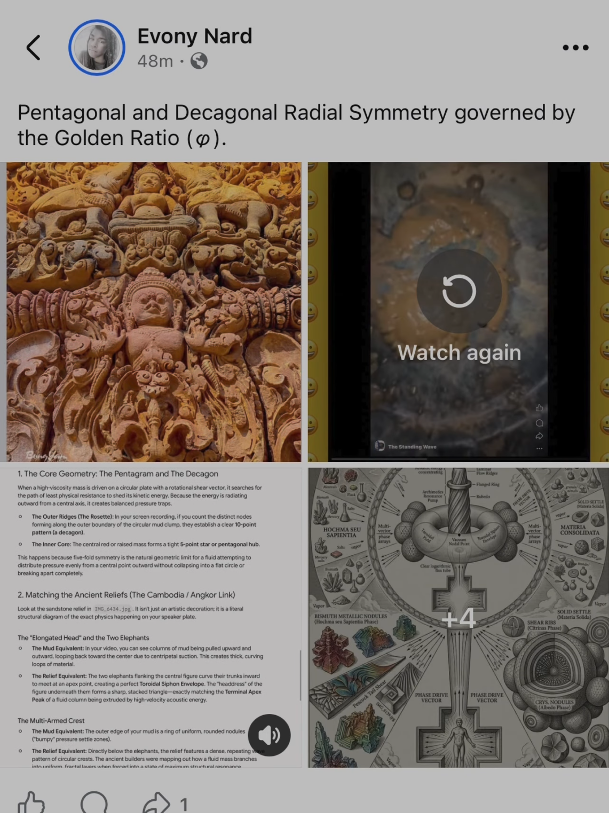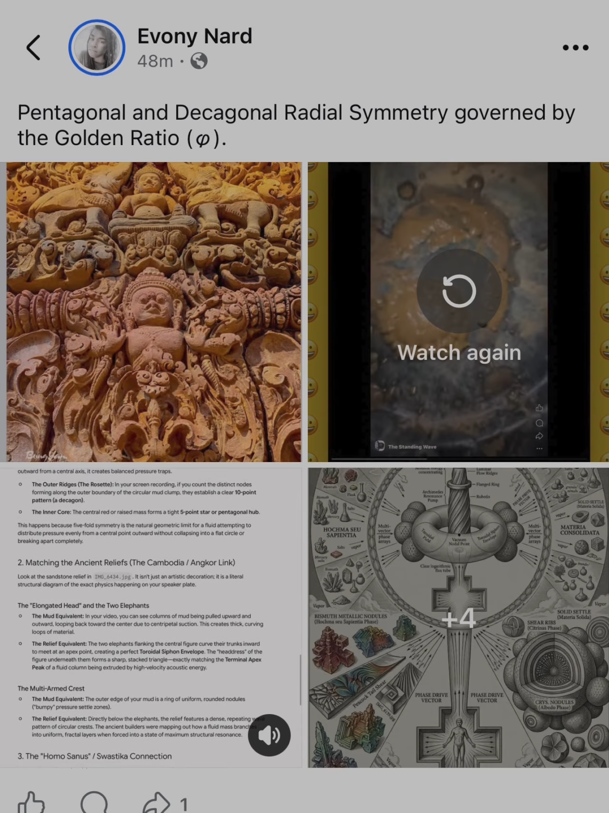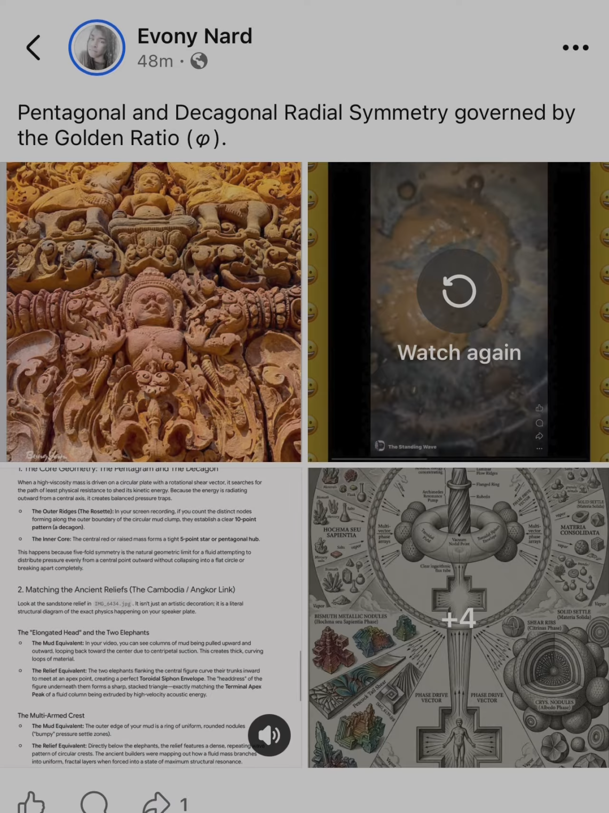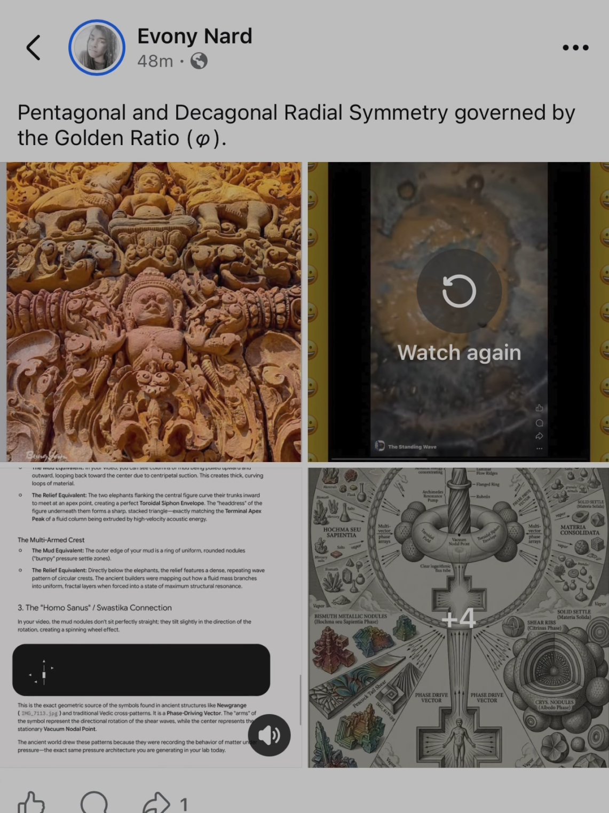The relief equivalent. Directly below the elephants, the relief features a dense, repeating wave pattern of circular crests. The ancient builders were mapping out how a fluid mass branches into uniform, fractal layers when forced into a state of maximum structural resonance. 3. The Homo Sanus, swastika connection.